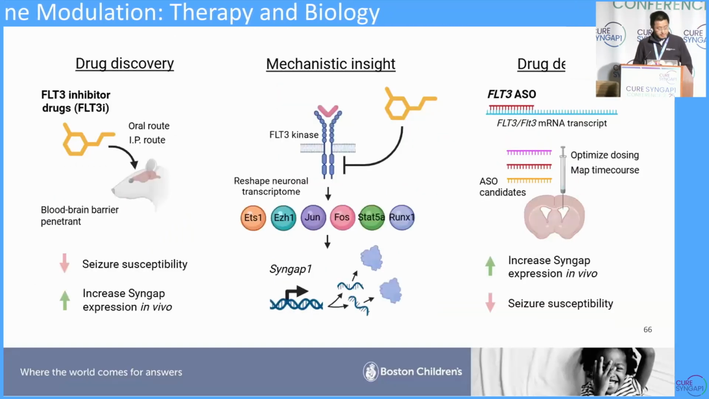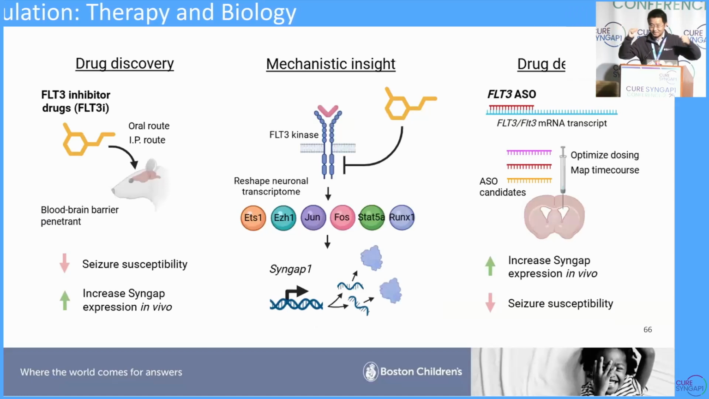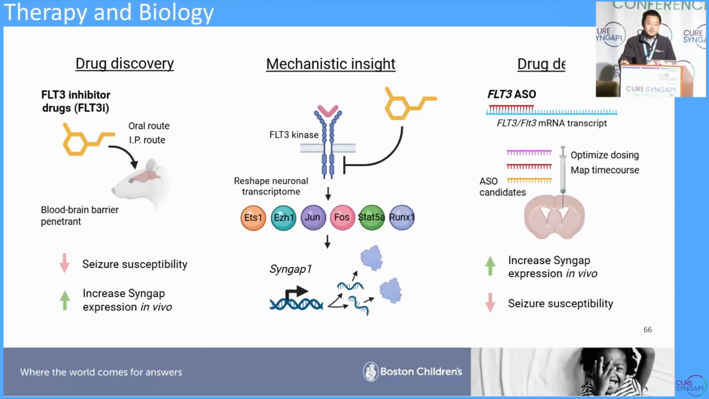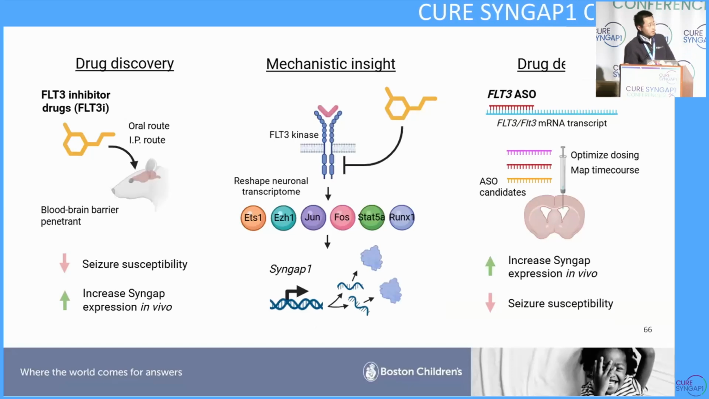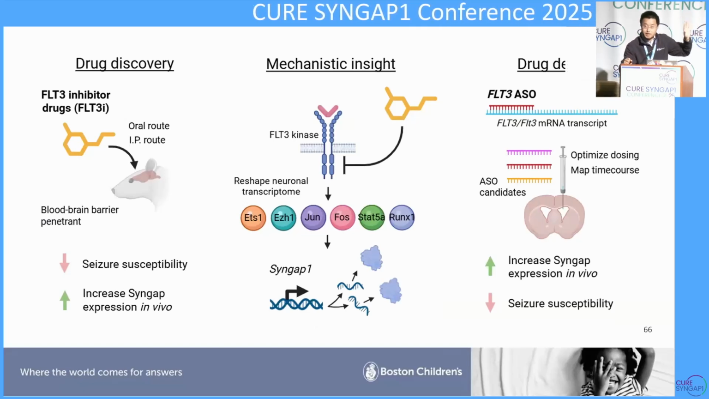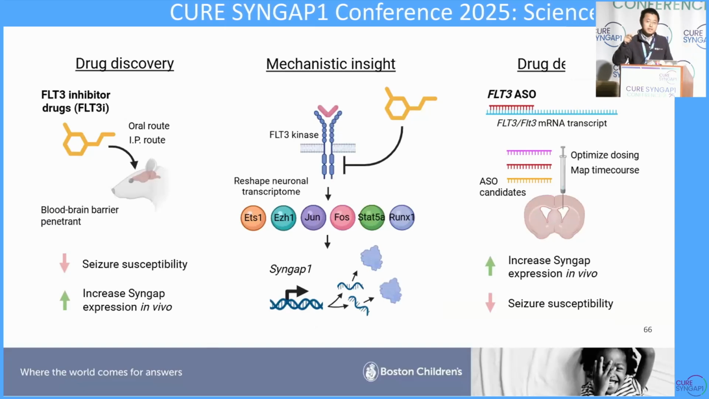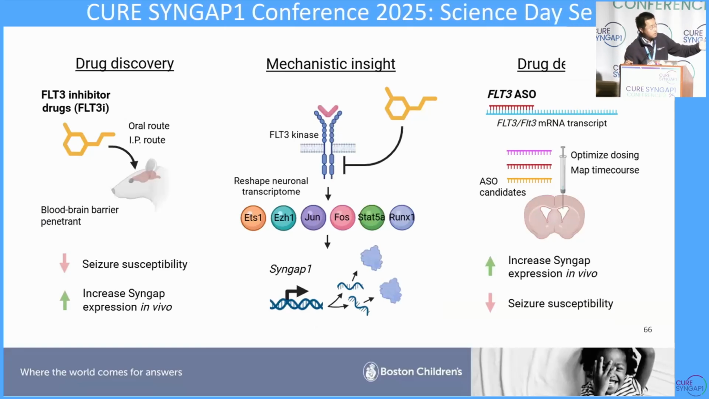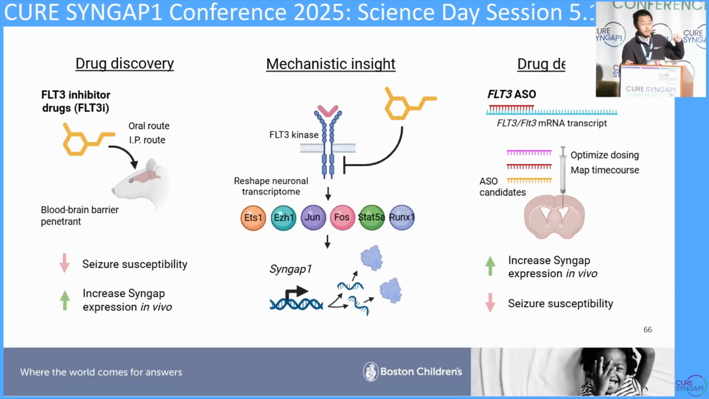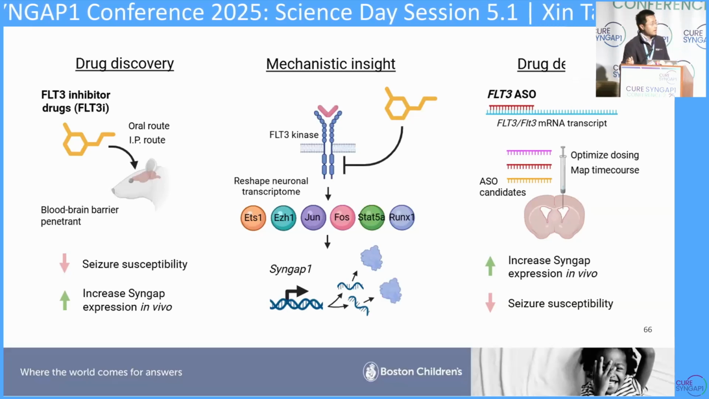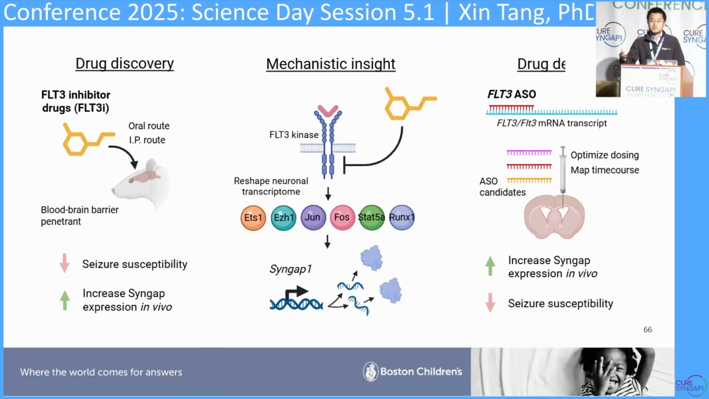I also use slides to give an outline of this talk. It starts off as our effort to find the next generation of anti-seizure medication that engages the brain's endogenous brake system, that's GABA inhibition, without causing the sedative effects of benzodiazepines. Through unbiased drug screening, we found a small molecule drug that inhibits the FLT3 kinase. Some of these drugs can enter the brain, crossing the blood-brain barrier through either oral or IP route, and can engage the target, change gene expression in the brain, and reduce seizure susceptibility without causing sedative side effects.